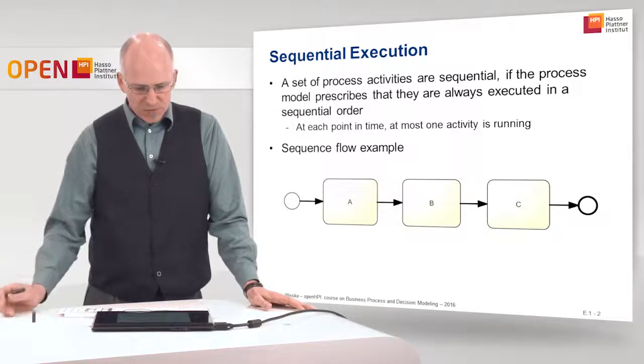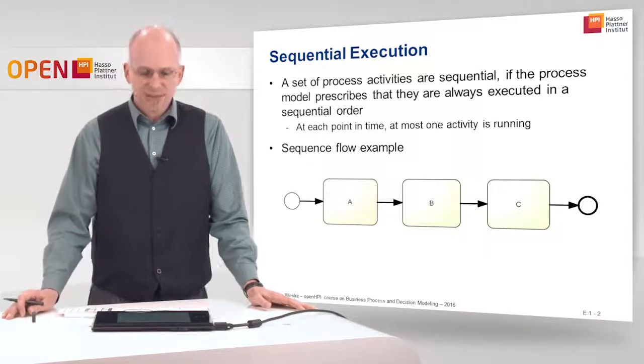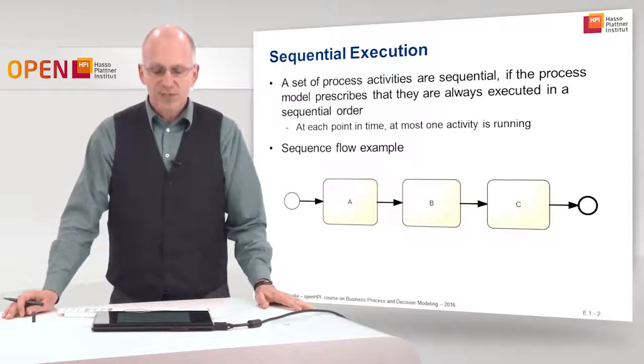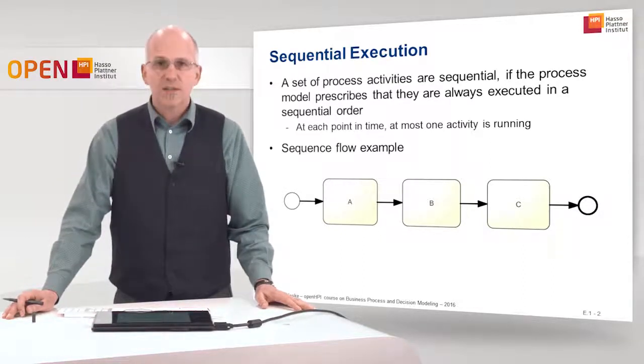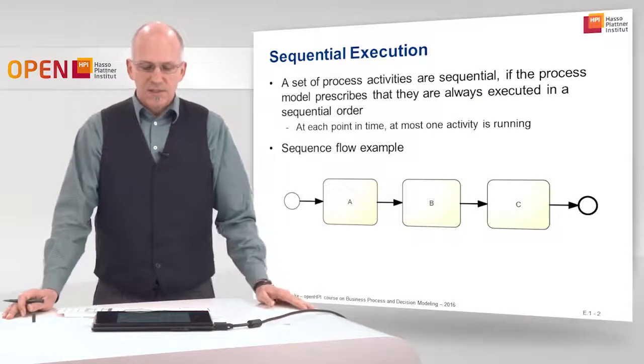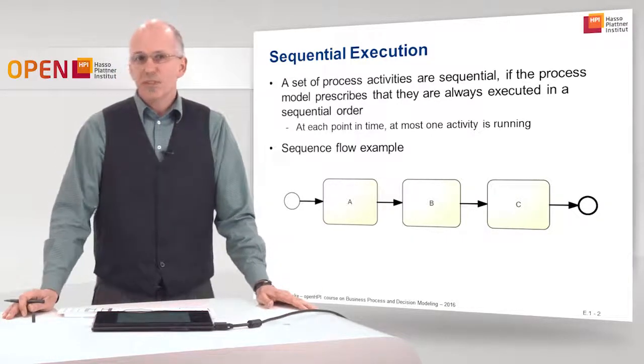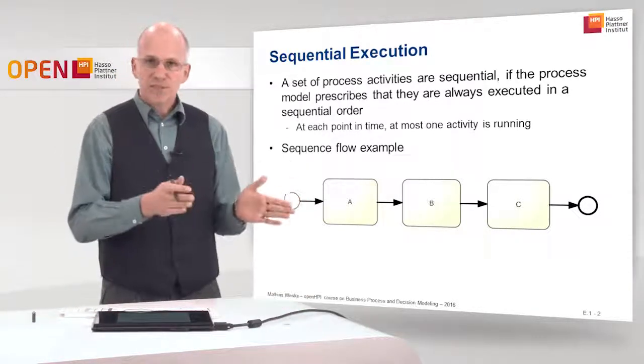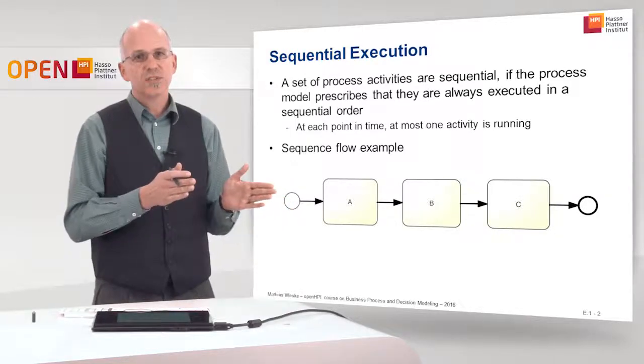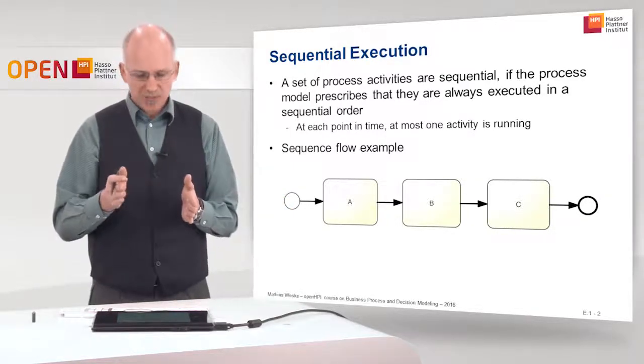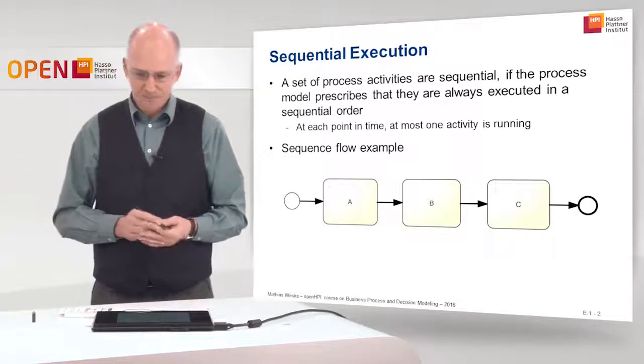Here we just use a sequence flow to define sequential execution of activities A, B, and C. And as we discussed earlier, this execution of A, B, C is conducted sequentially. First A is executed. When A finishes, only then B can start. When B finishes, only C can start.